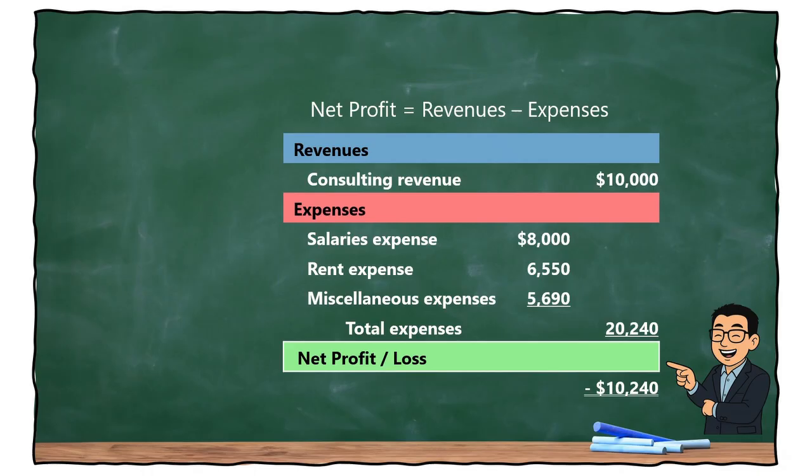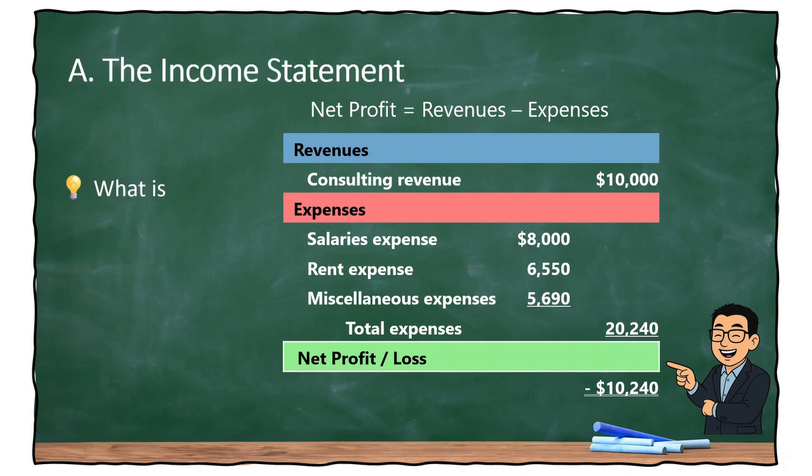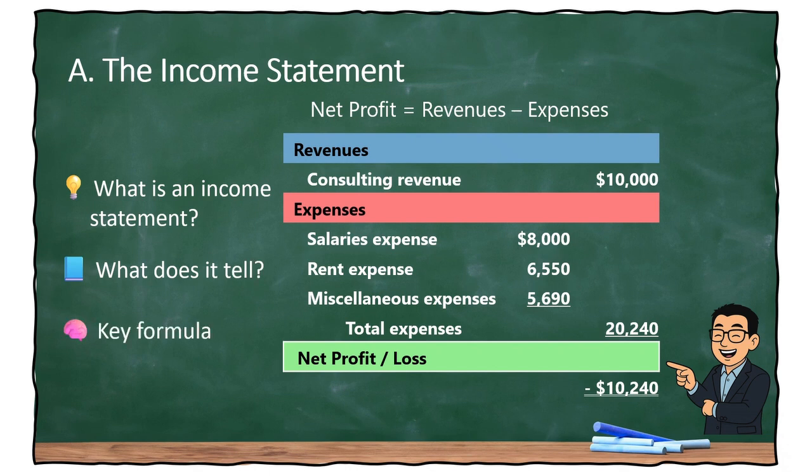Let's take a look at the income statement. It shows how much Jane's company earned and how much it spent in September. At the top, we see the revenue from consulting services. Below, we list all the expenses. By subtracting expenses from revenues, we arrive at Jane's net profit or loss.